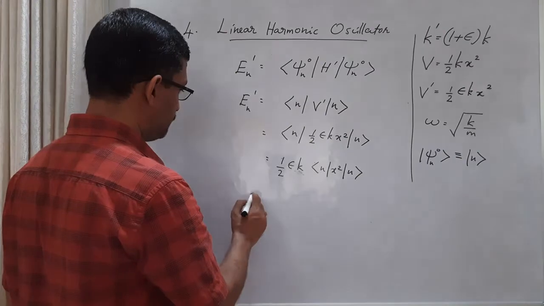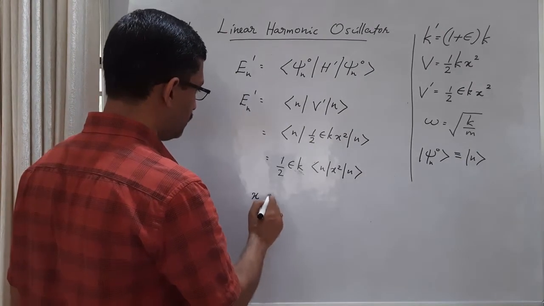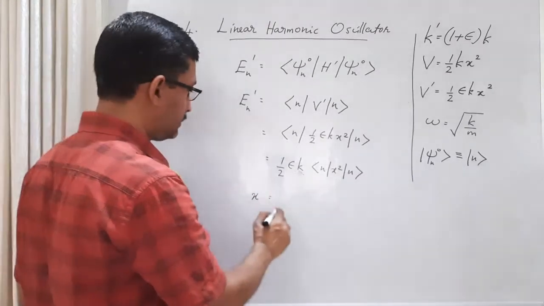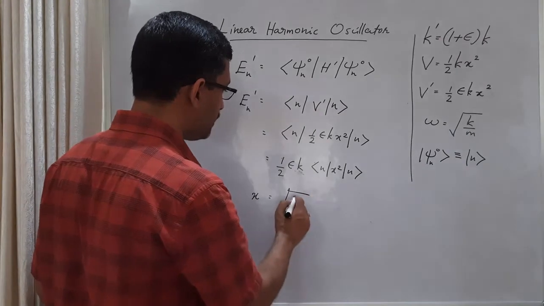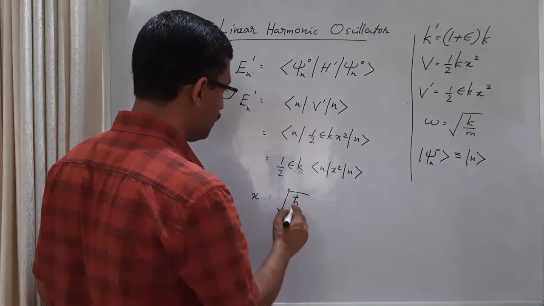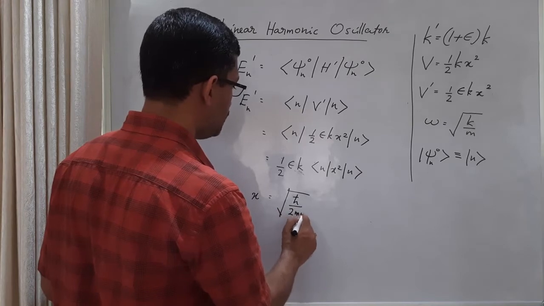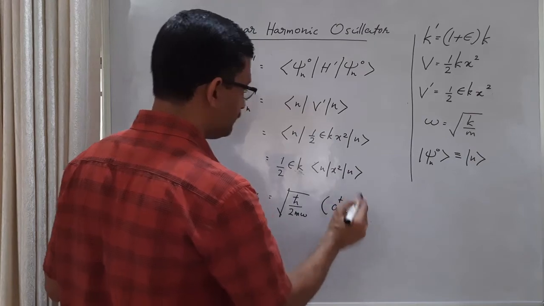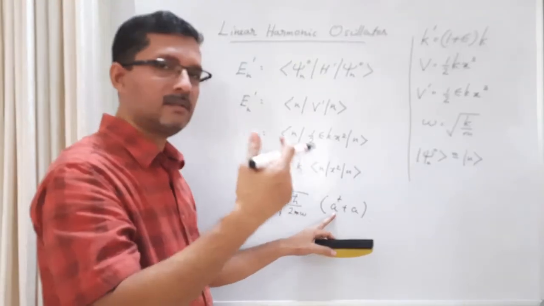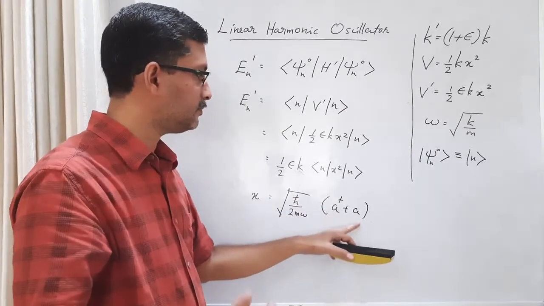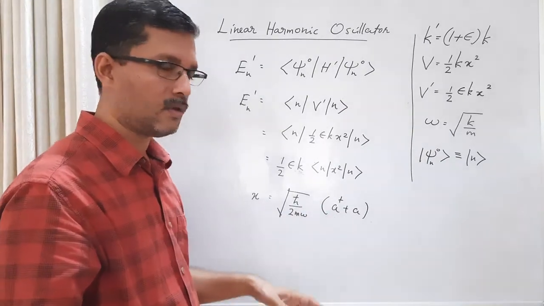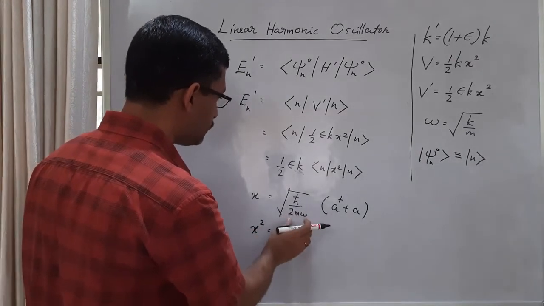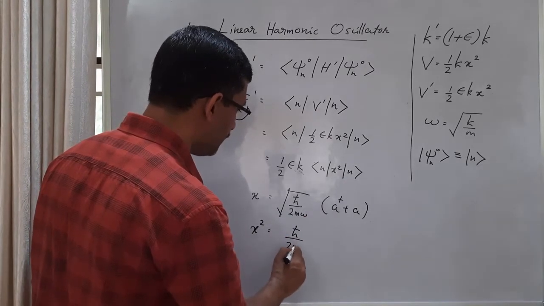Okay, so the first step is to know that the position operator x we can write in terms of creation and annihilation operators, or raising and lowering operators, like this: root of h cross by 2m omega times a dagger plus a. A dagger is the raising operator, a is the lowering operator, or creation operator and annihilation operator. So what is x square? x square is square of this term. This is scalar, so h cross by 2m omega.